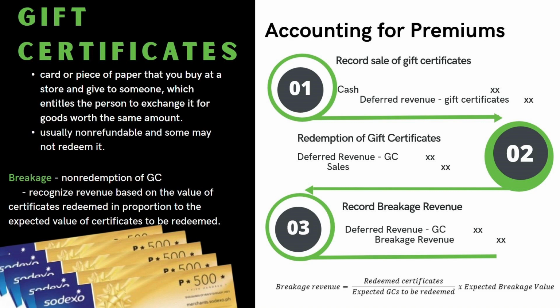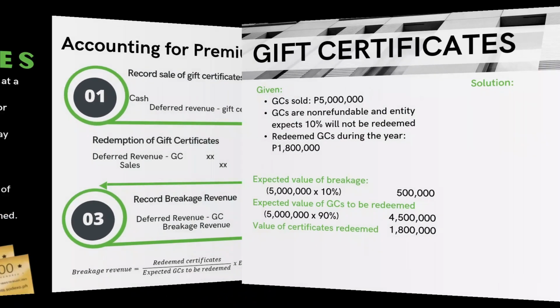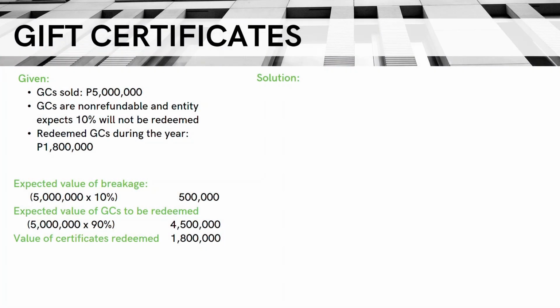Okay, so we will explain it here in a sample. So, the given in the problem is this one. Your GCs sold are worth 5 million. And then, it is non-refundable. And then, you expect that 10% will not be redeemed. So that is your breakage expectation, only 10%. And then, redeemed GCs during the year is 1,800,000.